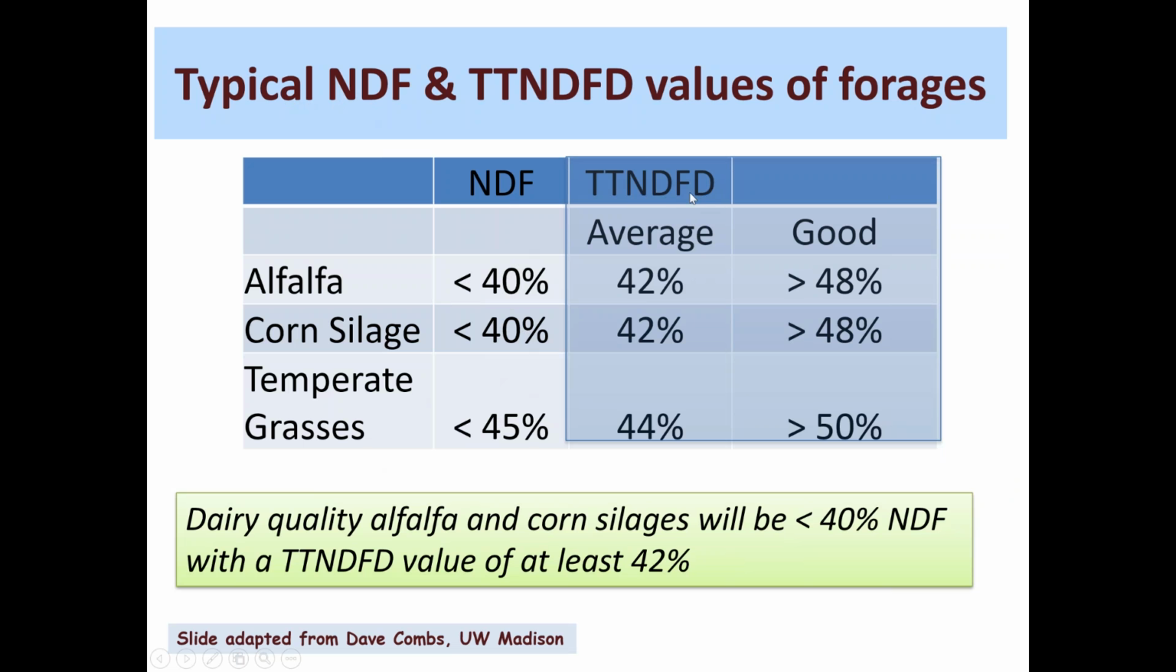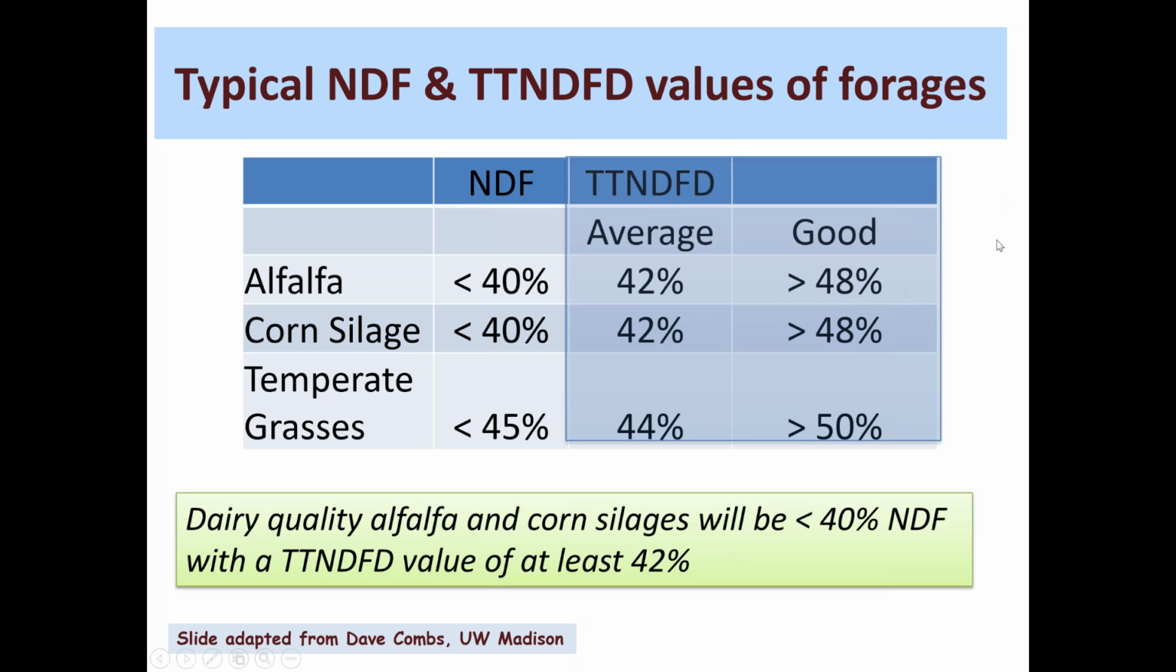And then if you go to his TT-NDFD numbers, he's looking at 42 to 44% as being average, and for high quality, you'd be looking at 48 to 50% or greater as you go from alfalfa, corn silage up to grasses to be classified as very high quality. So this is certainly a test that we're going to be working more and more with.